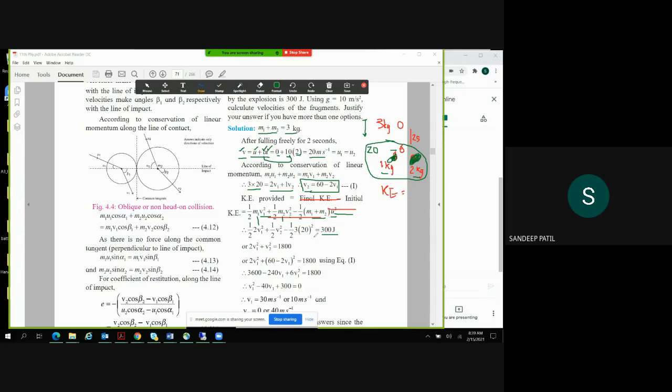And now if we derive this thing, then we will get this equation, right? 2v1 square plus v2 square is equal to 1800. But from equation 1, if we put equation 1 here, we know that v2 is equal to 60 minus 2v1. So from here, we can calculate 2v1 square plus (60 minus 2v1) square is equal to 1800. If we open this bracket, then we will get this as a quadratic equation, v1 square minus 40 v1 plus 300.